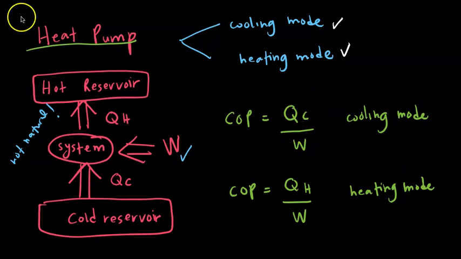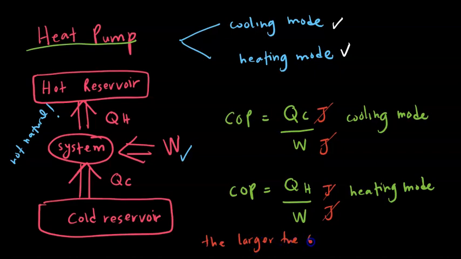And because both of these, let me write that in a different color, because QC is energy, it's in joules, work is also in joules, so this cancels out, so COP does not have any units. Okay, and the larger the COP, the better the performance. Which is true, because if you want your heater to expel a lot of QH over a little amount of electricity that you pay for, then your heater is very, very efficient, or the performance is spectacular.